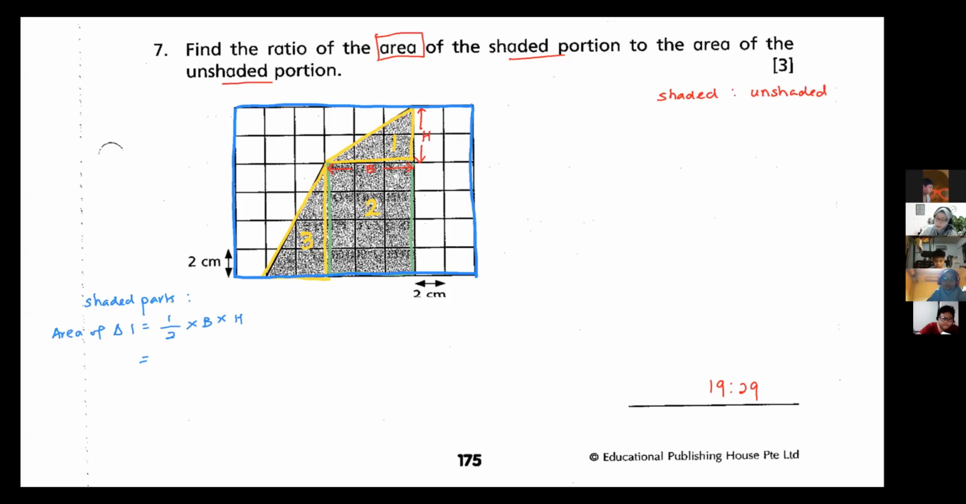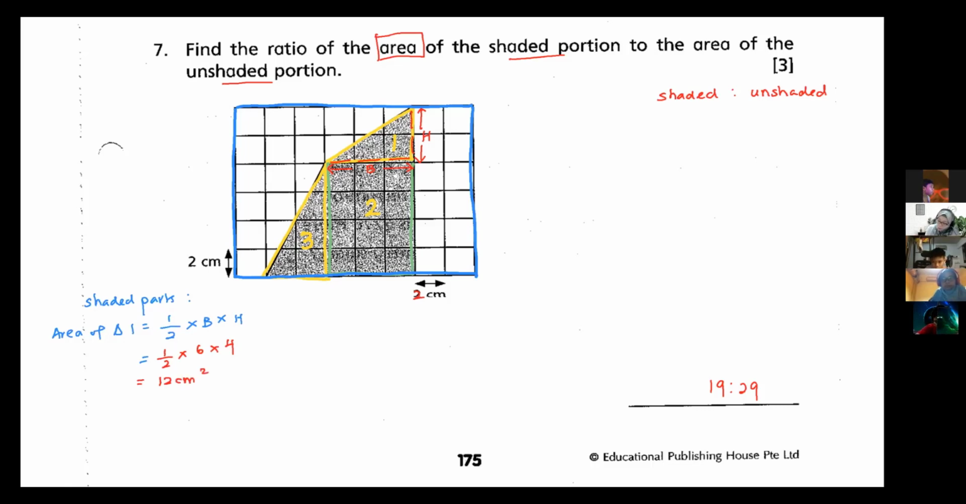If you look, the base covers 1, 2, 3 of those squares, and the sides are 2 cm. So 3 of that will be 6. Half times 6 times the height, which is 2 of them, is 4. So this will be 12 cm squared.